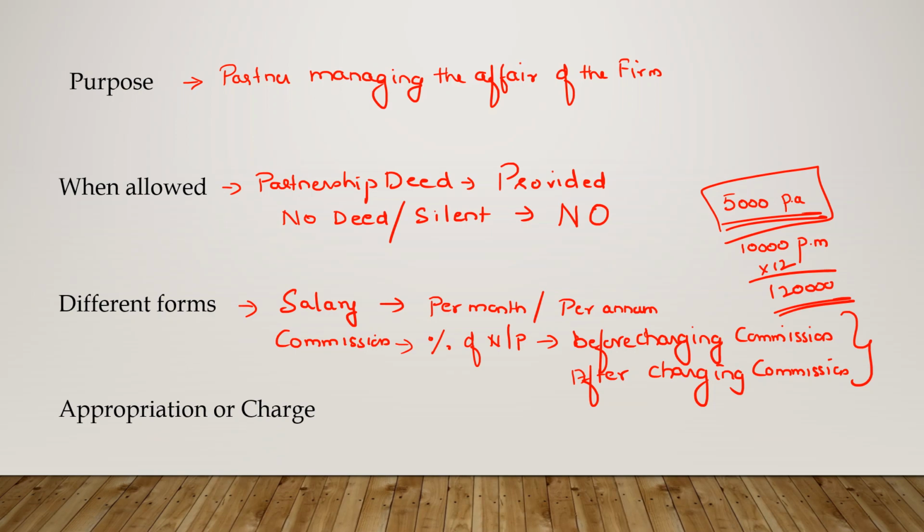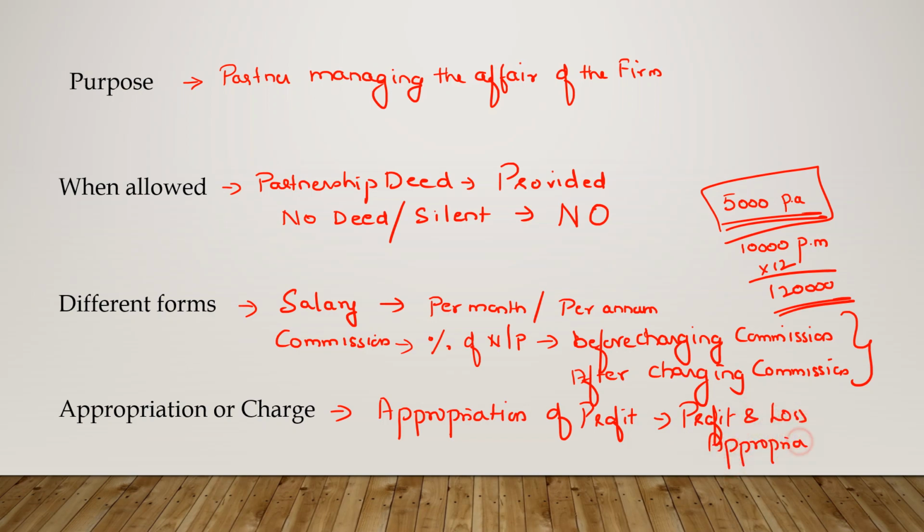Now the question is whether this remuneration given either in the form of salary or commission is an appropriation or a charge. It is to be kept in mind that such a remuneration which is given to a partner is an appropriation of profit, not a charge. Therefore, where will it go? It will go into your profit and loss appropriation account. So this is the accounting treatment of remuneration which is given to a partner. I hope it is clear.